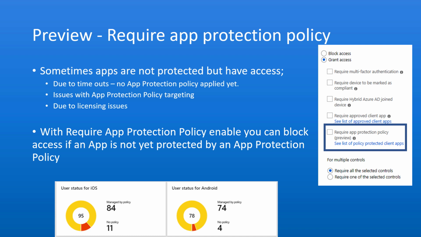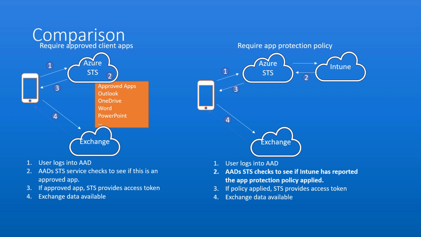So with this new feature, we're able to check when the app is starting if the app protection policy is in place. So conditional access will allow access if the app protection policy is in place and block access when it's not there, which is awesome if you ask me. So how does this work? If we look at both scenarios.